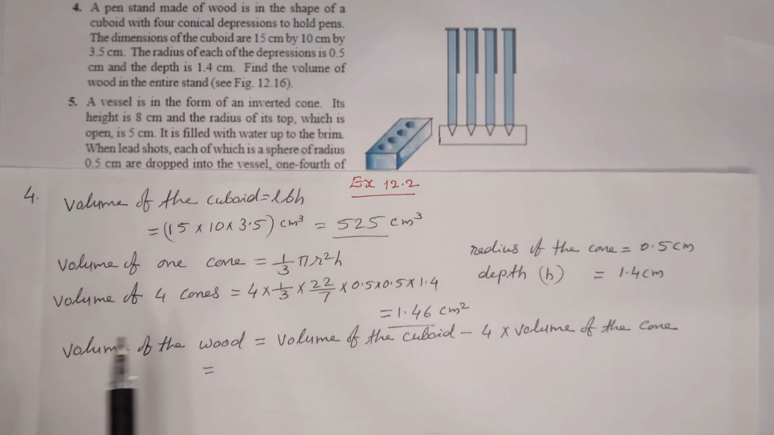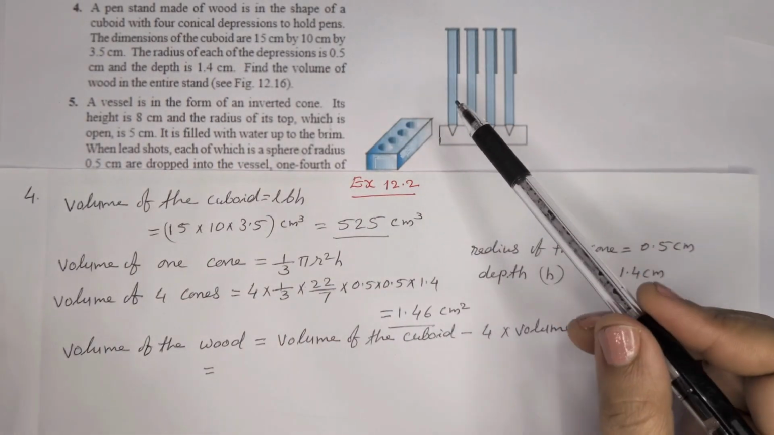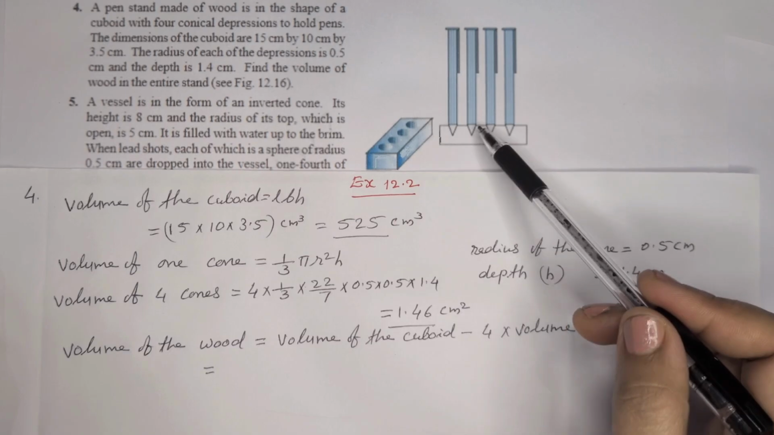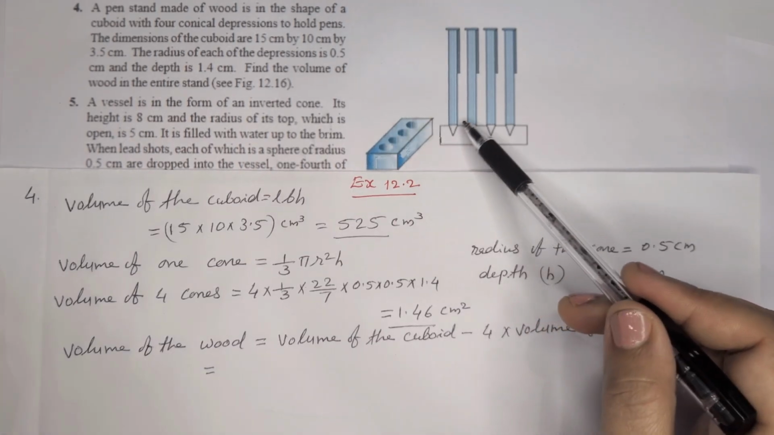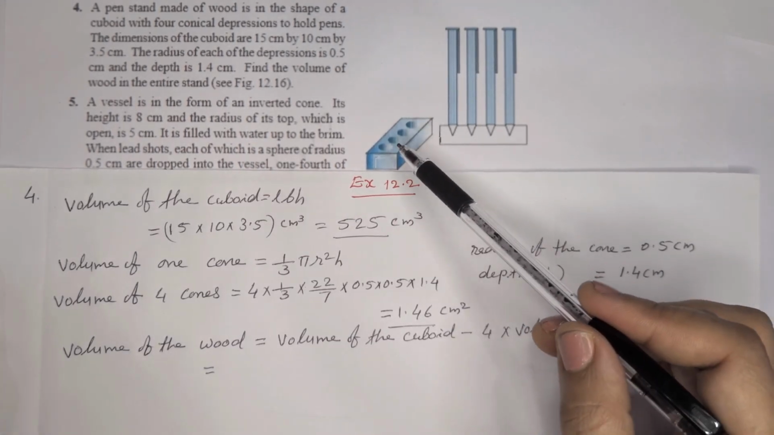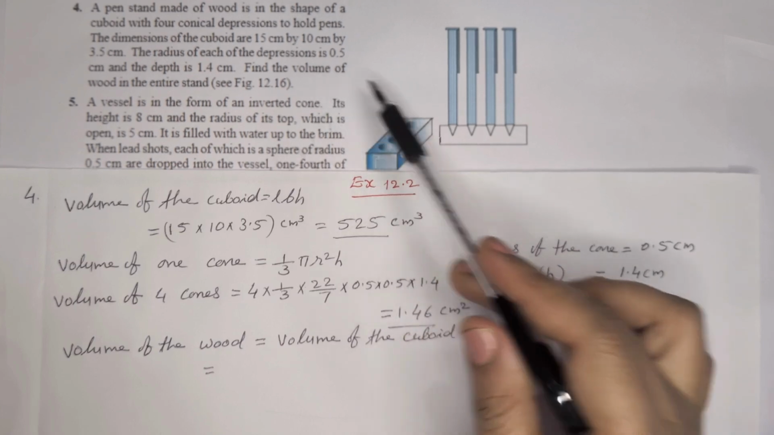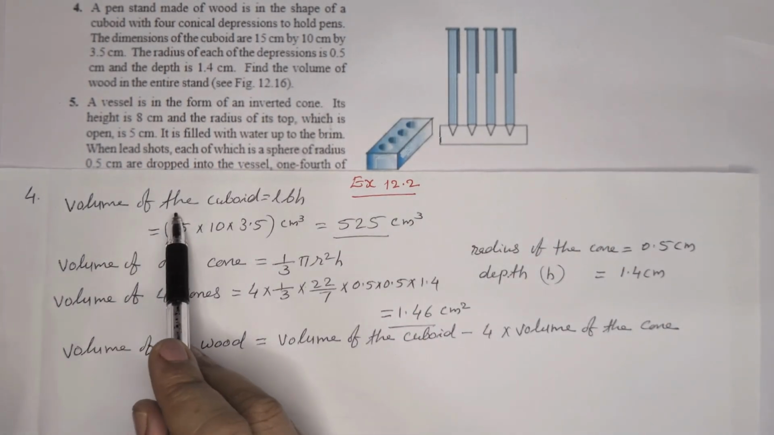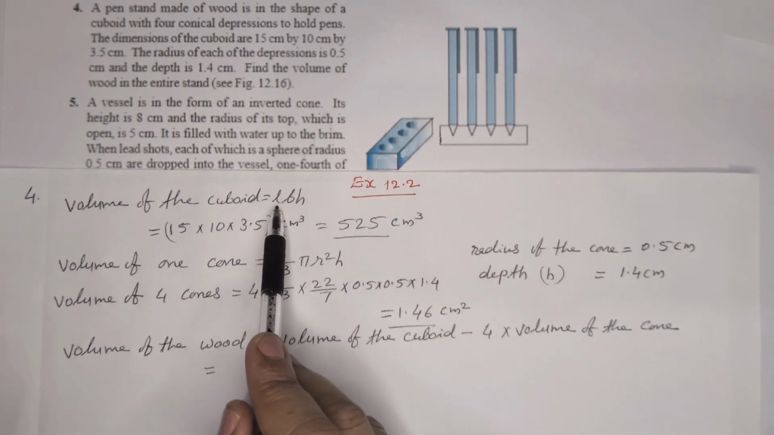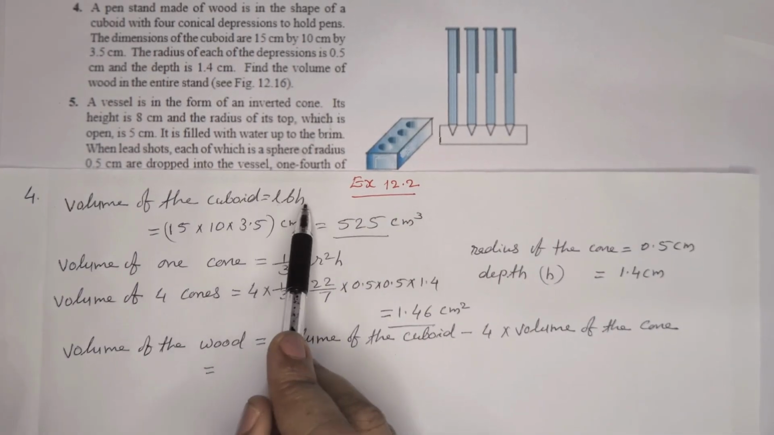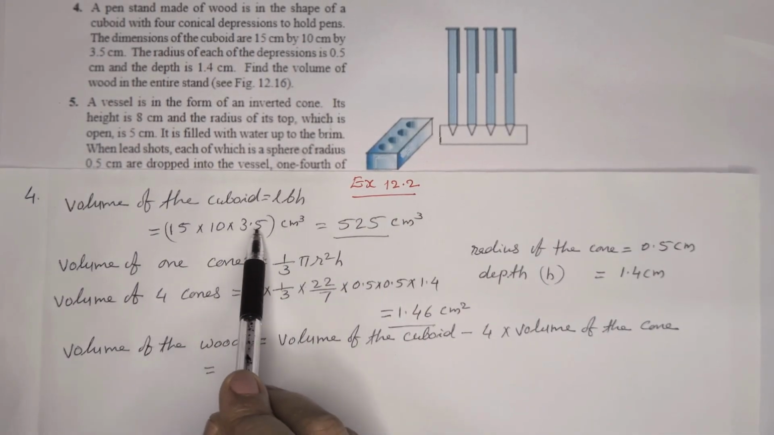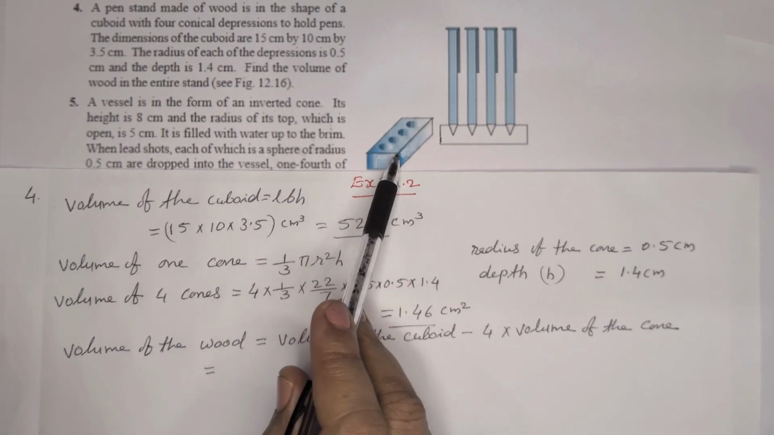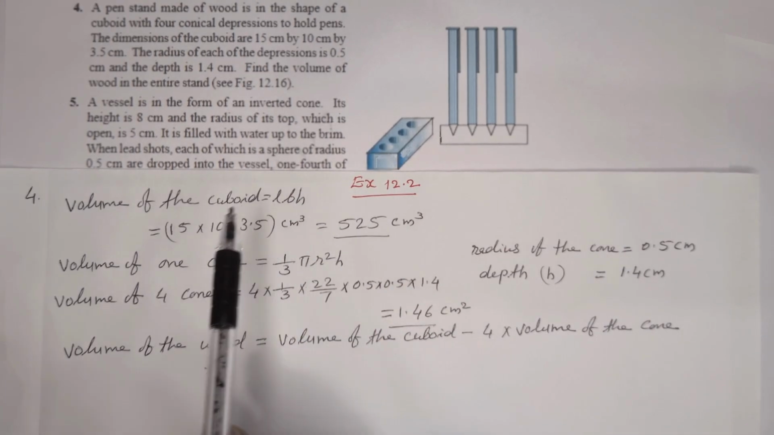Question number 4. A pen stand made of wood in the shape of a cuboid with 4 conical depressions to hold the pens. The dimensions of the cuboid are 15 centimeter, 10 centimeter and 3.5 centimeter. So we can find the volume of the cuboid. Length into breadth into height, LBH. 15 into 10 into 3.5 is equal to 525 centimeter cube. That is the volume of this base cuboid.